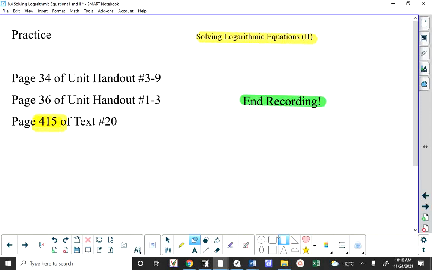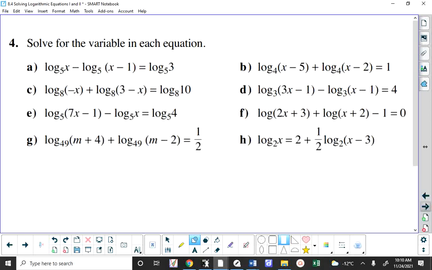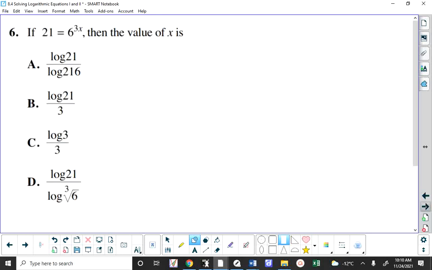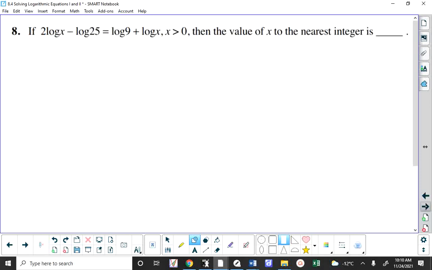You have about 25 minutes here to work on these problems. These are all about logarithmic equations. All of these logarithmic equations here are kind of polynomial logarithmic equations, either quadratic or cubic. So multiple choice, you get the idea.